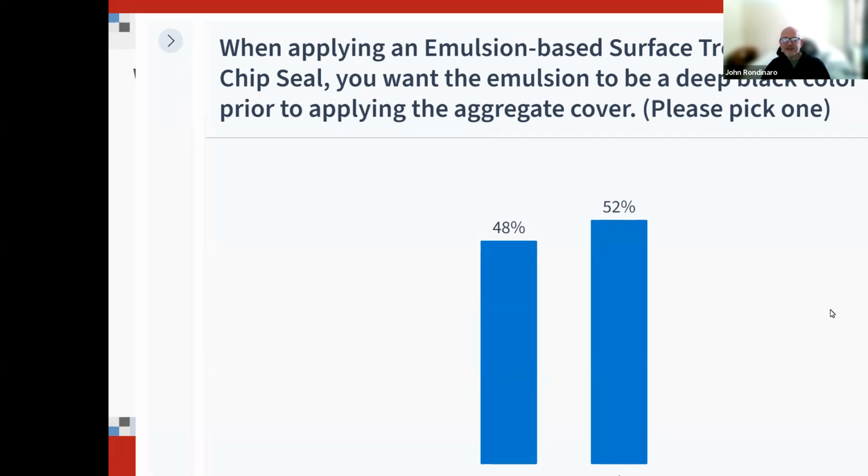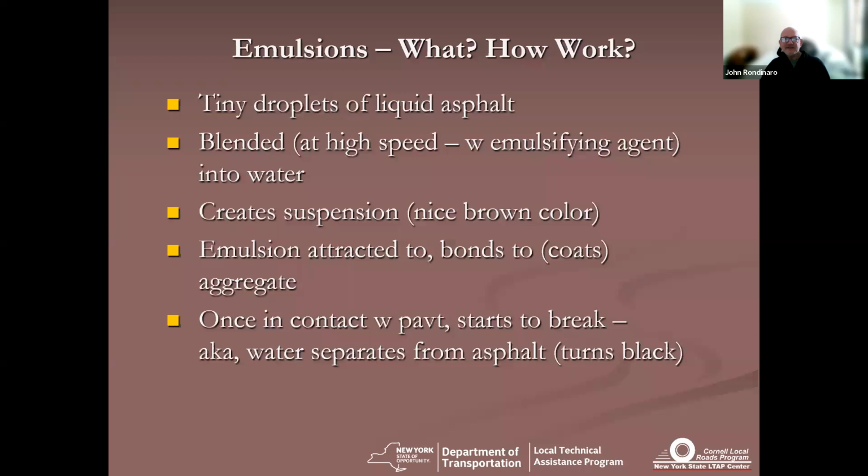We're about 50-50. Okay, well, let's see what the answer is. Nope, you want it to be brown. And why do you want it to be brown? How do these emulsions work? Well, they're tiny droplets of liquid asphalt, and you're blending them at high speed with an emulsifying agent, something like a soap, into water. That's creating a suspension, and that's what's giving you your nice brown color.